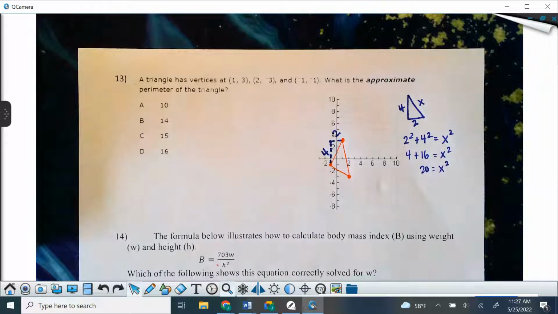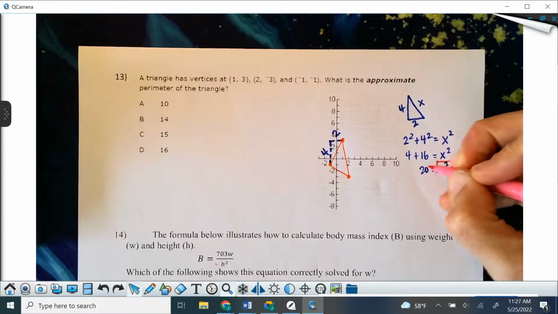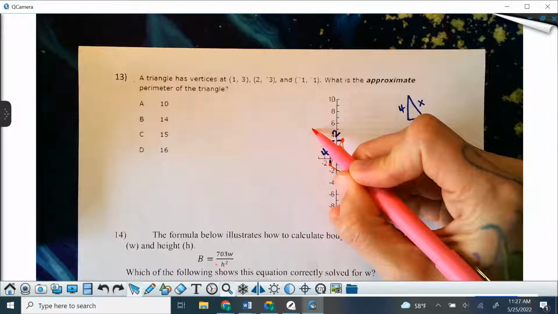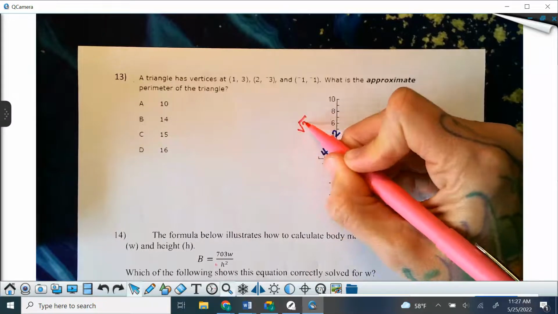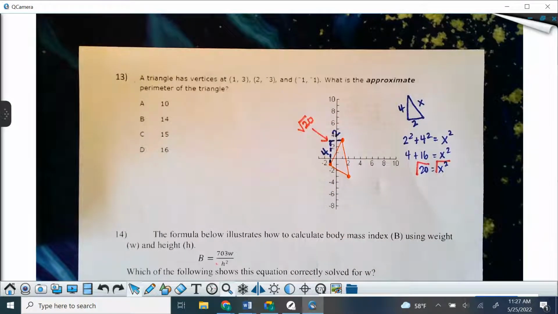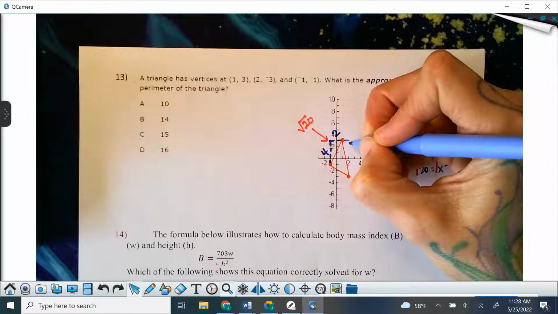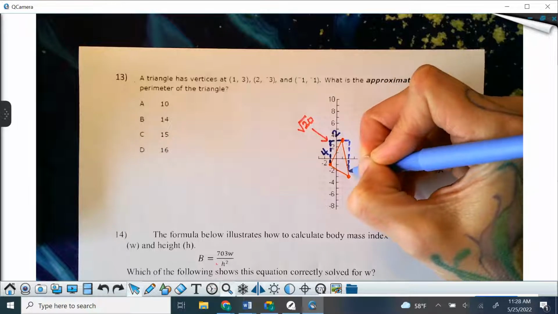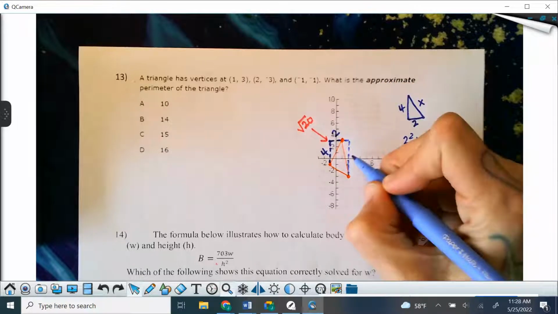What is the inverse of squaring something? Yep. To undo squaring something, we're going to take the square root. So I know this side is the square root of 20. We're just going to leave it like that for right now. And then we're going to go do the other side. So this one is 1 over, and 1, 2, 3, 4, 5, 6 to get down. So 6 by 1.